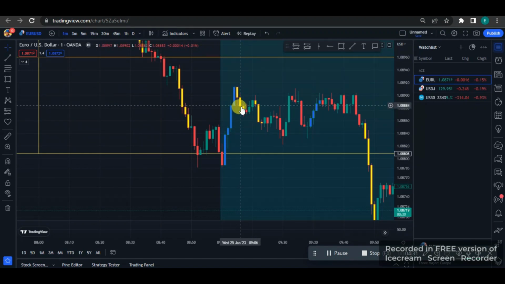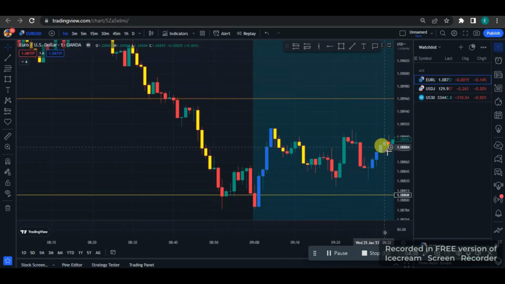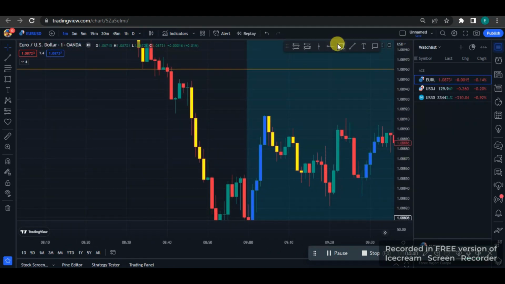So we spot this bearish move to the downside, this supply zone here. What we want to do now is take a sell trade here. So you take a trade.